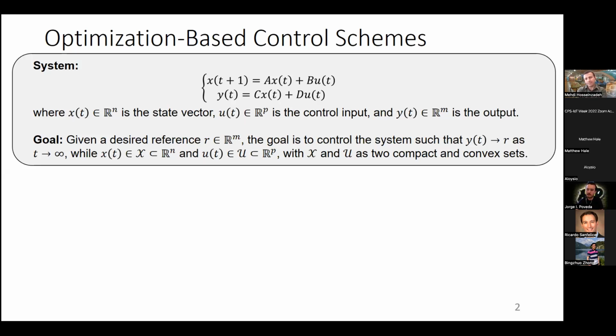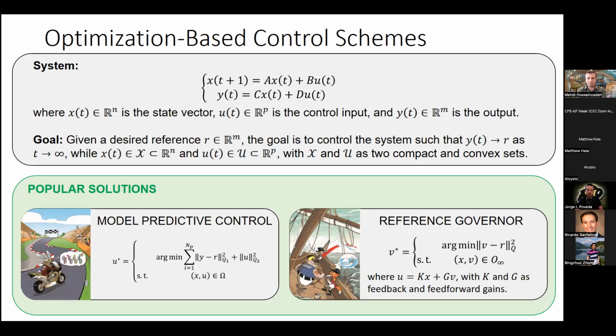So having this problem, several approaches have been proposed in the literature to solve it. Two popular solutions are model predictive control and reference governor. In model predictive control, we need to solve an optimization problem at every time instant, and this optimization problem gives us the control input. But in reference governor, first we ignore the constraints, we stabilize the system.